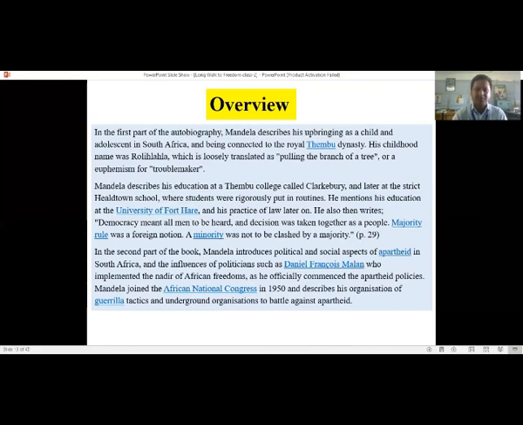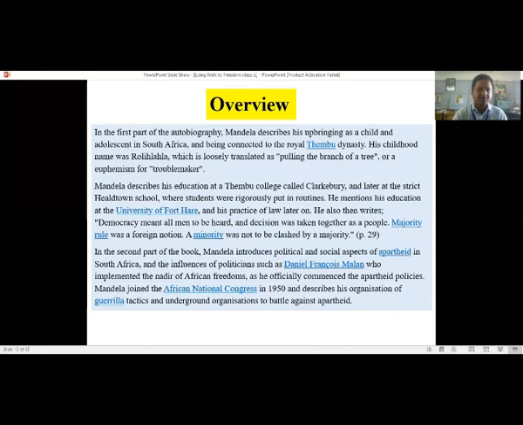In the second part of the book, Mandela introduces political and social aspects of apartheid in South Africa and the influences of politicians such as Daniel Francois Malan, who implemented the nadir of African freedoms, as he officially commenced the apartheid policies in South Africa. Mandela joined the African National Congress in 1950 and describes his organization of guerrilla tactics and underground organizations to battle against apartheid.